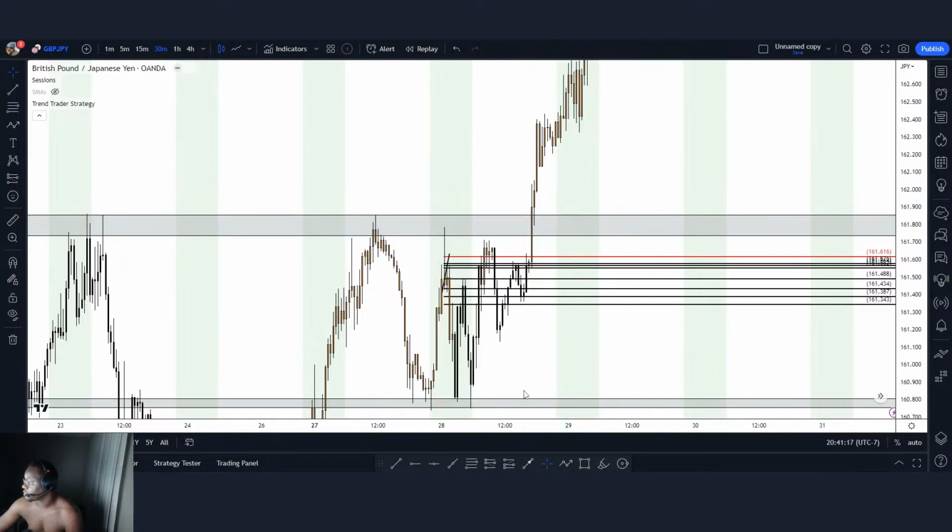That's a terrible setup. Yes, I see what you're saying. Yes, I see that resistance, but you drew that zone. You don't know what price is going to do. You don't have insider information. You don't know for sure that price is going to drop.